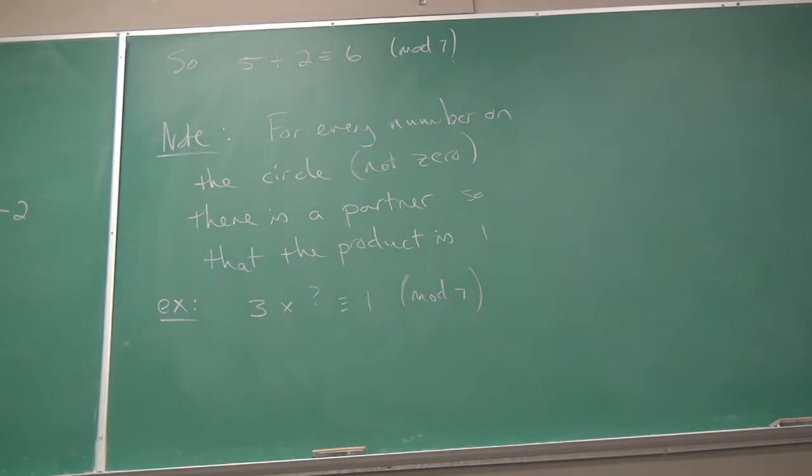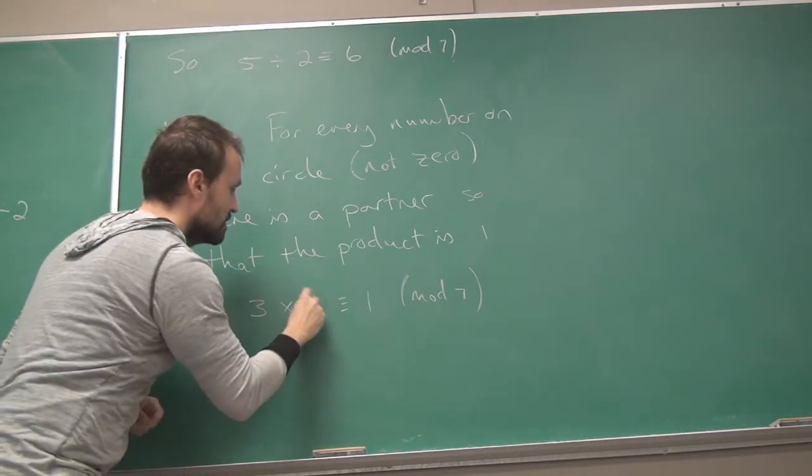Trial and error. Can it be 1? The friend of 3. What is 3's friend? So when I multiply them, I get a 1. Just go down the line. 3 times 1 is 3. 3 times 2 is 6. No. 3 times 3, 9, which is 2 mod 7. 3 times 4, 12, which is 5 mod 7. 3 times 5, 15, which is 1. 5.